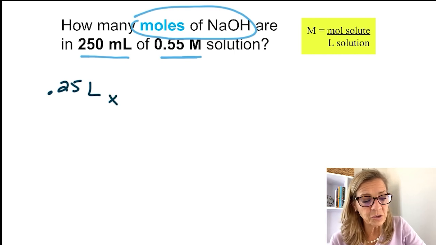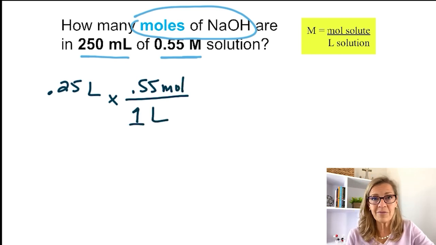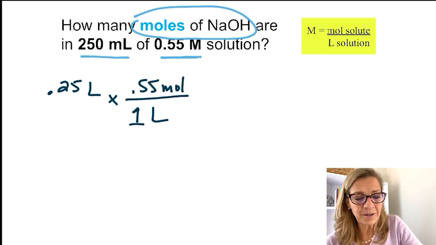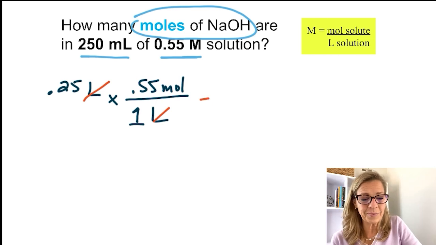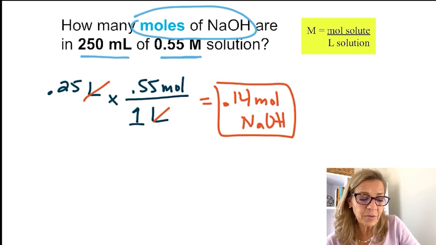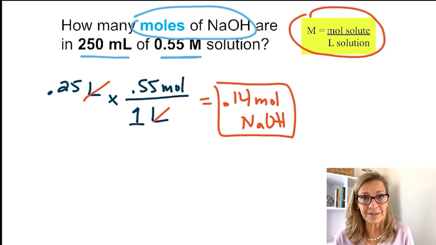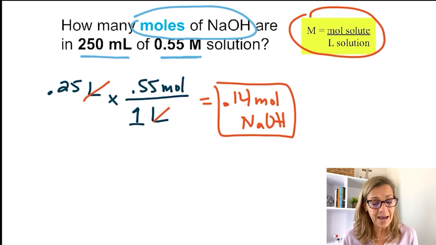Now, I know the concentration is 0.55 moles per 1 liter, right? I don't have 1 liter, I have 1/4 of a liter. So if I multiply that, look what happens to my units. The liters cancel, and I get 0.14 moles of NaOH. Okay, so volume, moles, and concentration are related by this formula. And you'll need to be pretty adequate at dealing with those types of calculations for lots of future chemistry problems in your class.